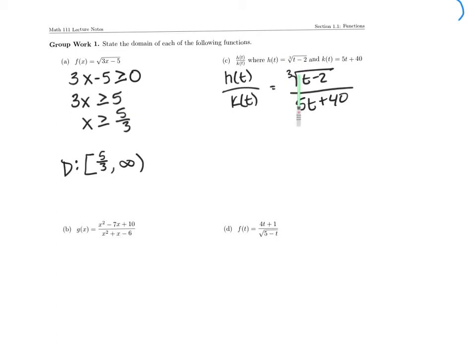If we take a look right here, this is a cube root and not an even root. That restriction on the domain only applies to even roots. So this, totally fine. The only restriction we have is the possibility of dividing by 0. So we have to figure out what t value would make us divide by 0 and say, let's not do that. So we're going to say, hey, 5t plus 40, you're not supposed to be 0.